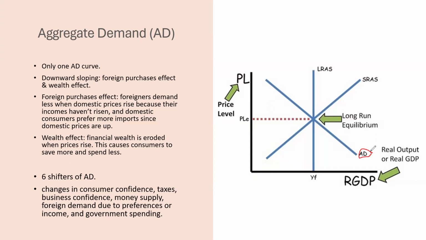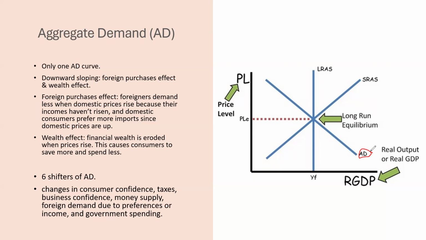For AD, there's only one aggregate demand curve. It is downward sloping because of the foreign purchases effect and wealth effect. Foreign purchases effect is that foreigners demand less when domestic prices rise because their income hasn't risen yet, and domestic customers prefer more imports because domestic prices are up. The wealth effect occurs when financial wealth is eroded when prices rise. This causes consumers to save more and spend less.